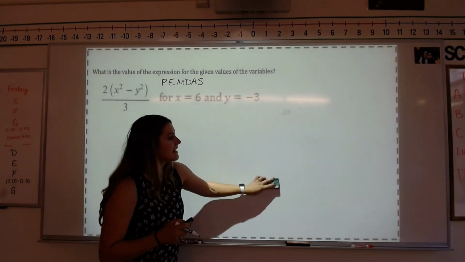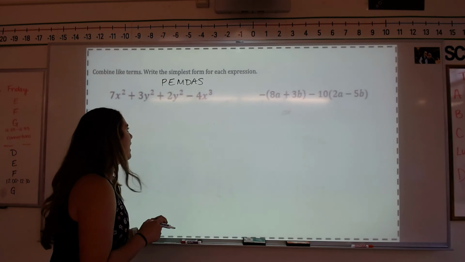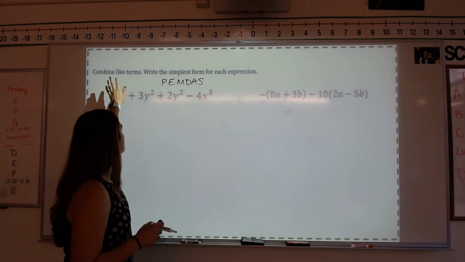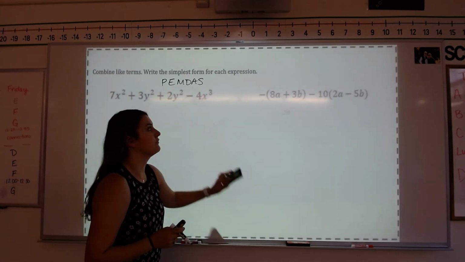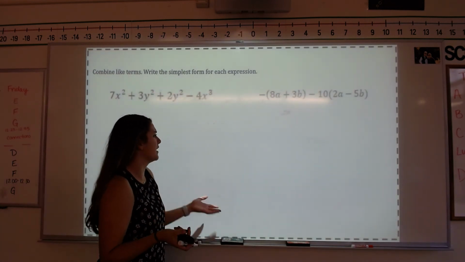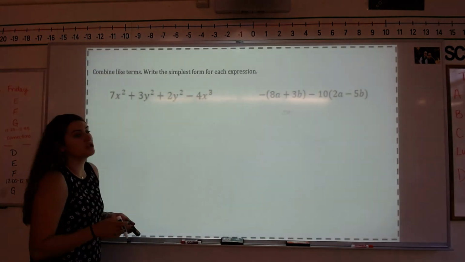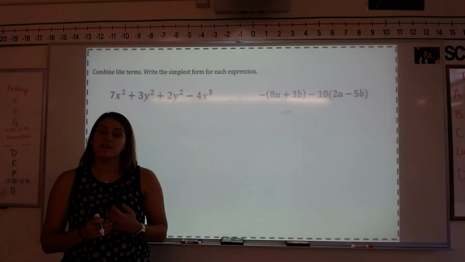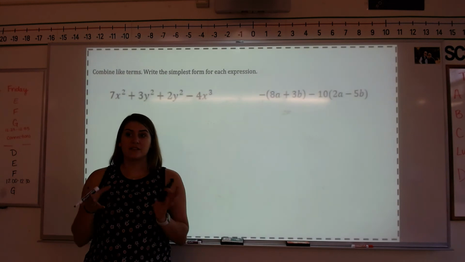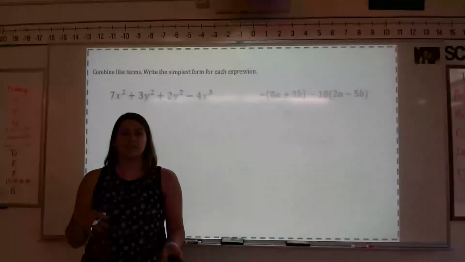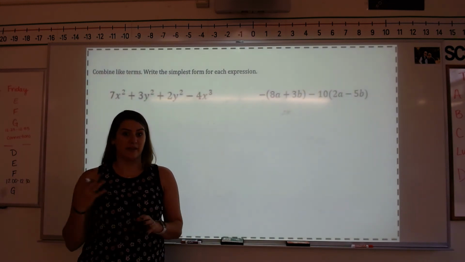All right, and then the last 2 problems we're going to look at have us combine like terms and write each expression in the simplest form. So to do that, like terms need to have the same variable factors. And what that means is not only do they have to have the same variables, but they have to have the same variables with the same exponents.